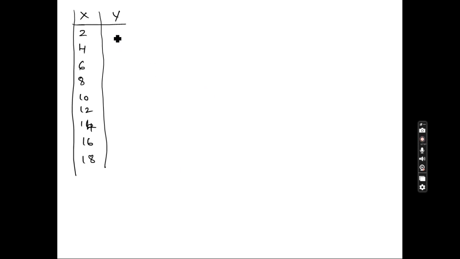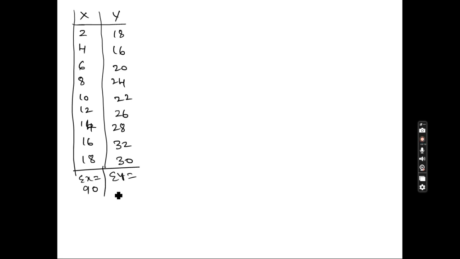Now the y values are 18, 16, 20, 24, 22, 26, 28, 32 and 30. Do the total of x and y. I already did the total. Summation x equals 90 and summation y I am getting as 216. By simply adding all the x values I am getting 90, and by adding all the y values I am getting 216.